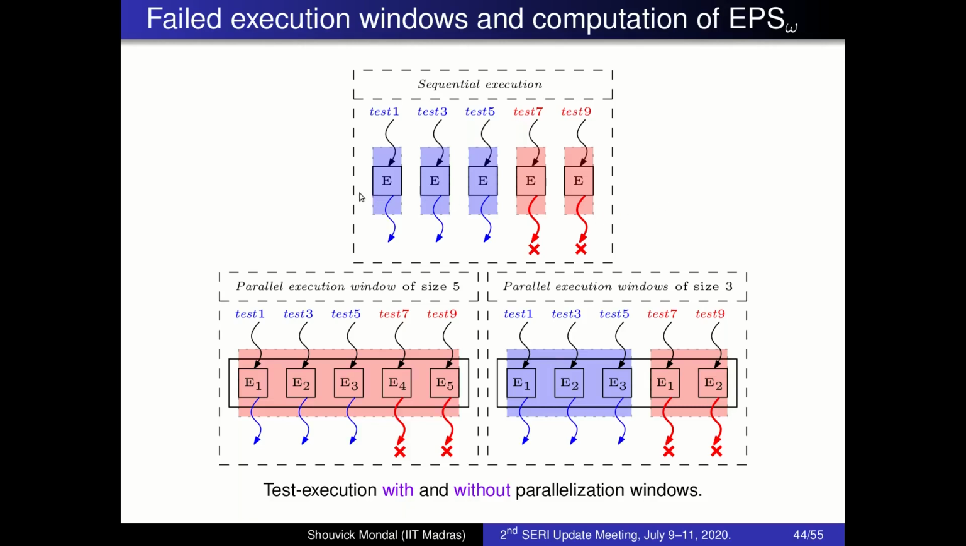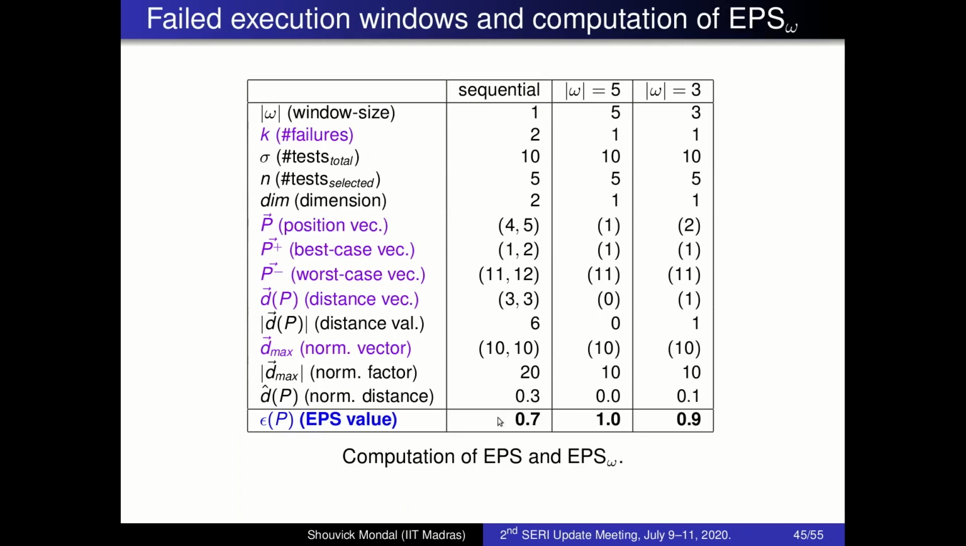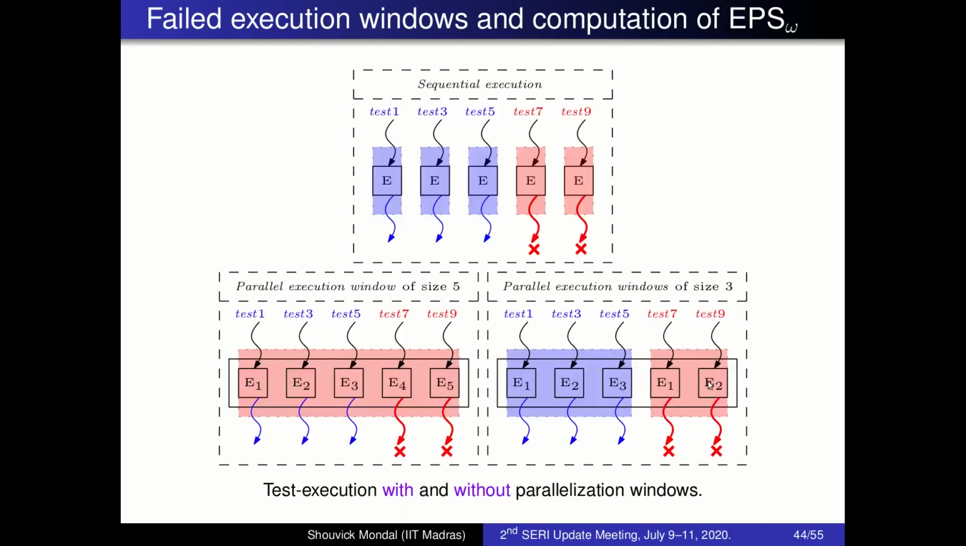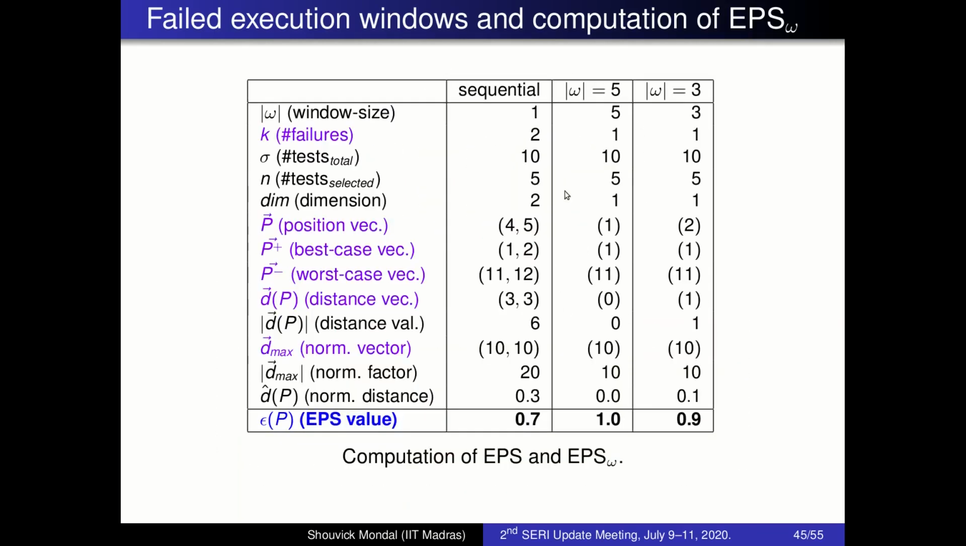Note these window positions as timeline positions. Timeline where the events are each of the test cases, each of the windows executed and the outcome observed. So here we have only one position, here we have 5 positions, here we have 2 positions. Now here the failure position is 4 and 5, here the failure position is 1, here the failure position is 2. So to compute the EPS value, for window size 5 we have the optimal prioritization, that is 1, because it is the first position. In the second one, that is window size 3, it is 0.9 because it has moved here. 0.7 in the sequential. So you see that the epsilon value can be boosted using parallelization windows.